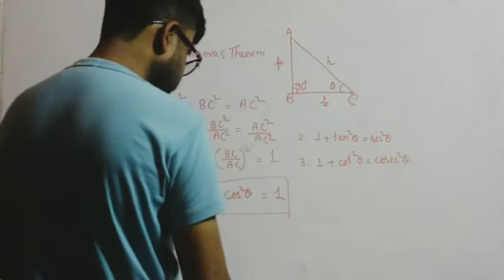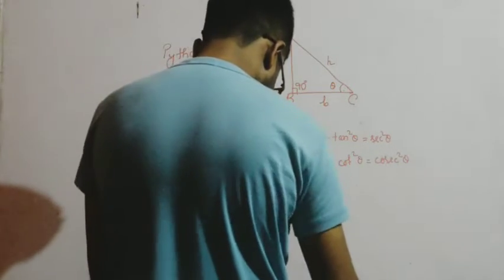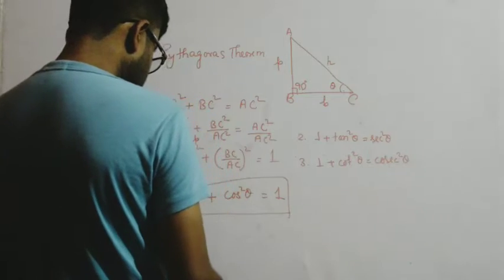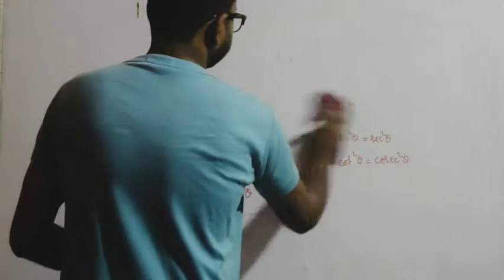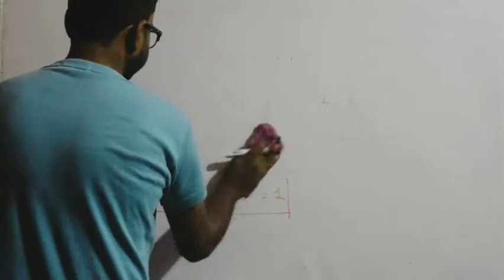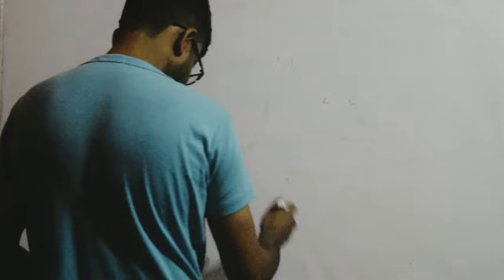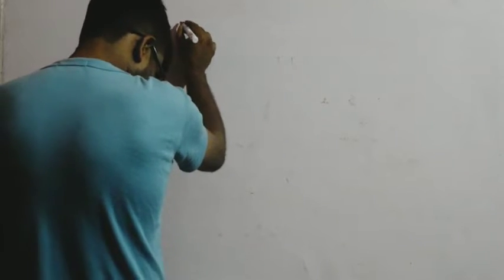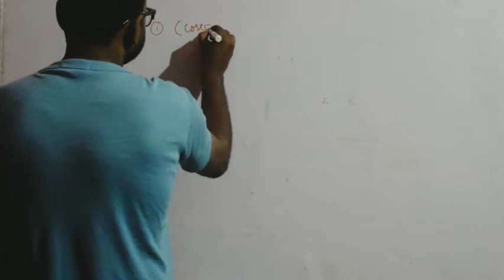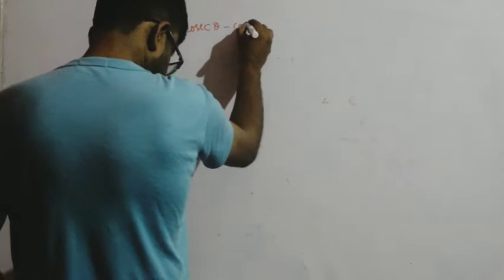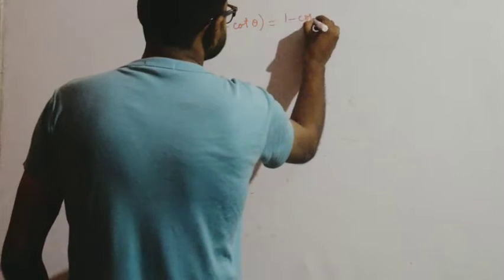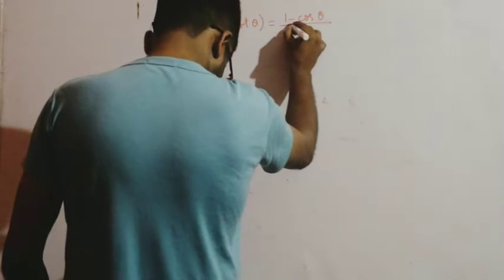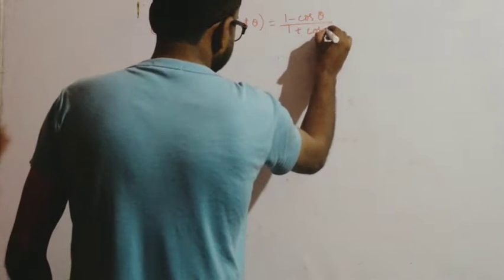It is not possible in a small video to cover all the things, but I will try. Now, in your exercise 8.4 in your textbook, question number 8.4, a very important question is: prove that. Suppose I am taking question number 1. Your left hand side is given as cosec theta minus cot theta is equal to 1 minus cos theta by 1 plus cos theta.